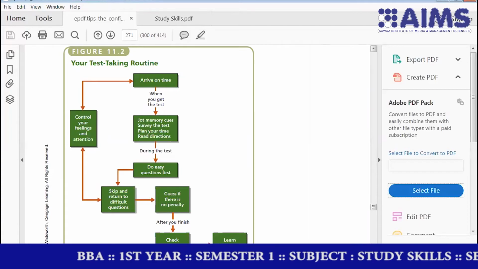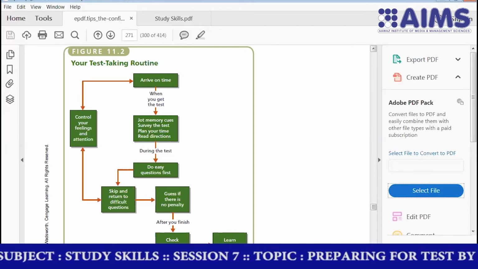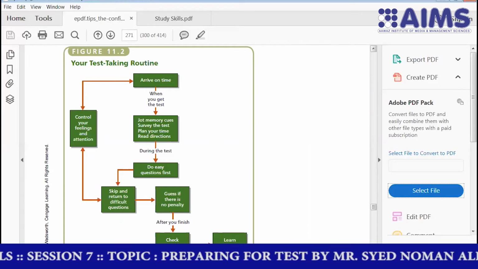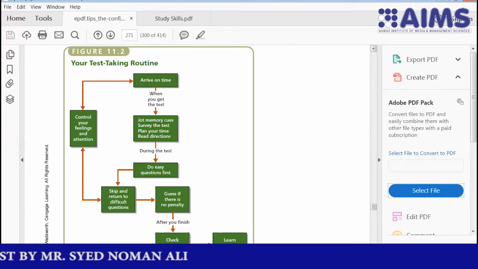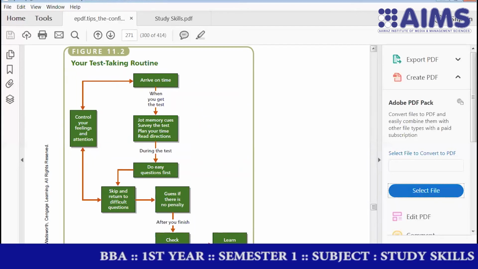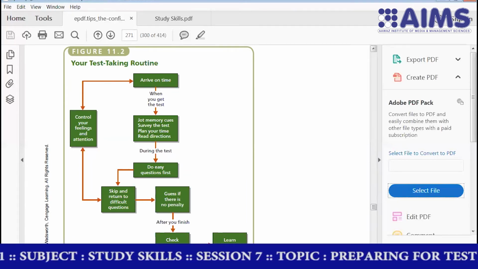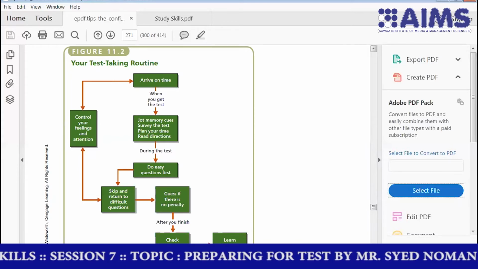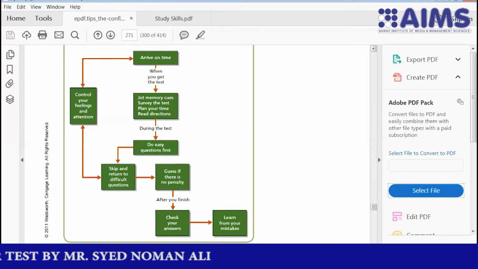Then jot down memory quiz, survey the test, plan your time, and read directions and instructions during the test. Do the easy questions first, then skip toward the difficult ones, and then make an attempt. After you finish, check your answers, go for the review, and then learn from the mistakes and try to make connections. Control your feelings and attention when you are doing the difficult questions.